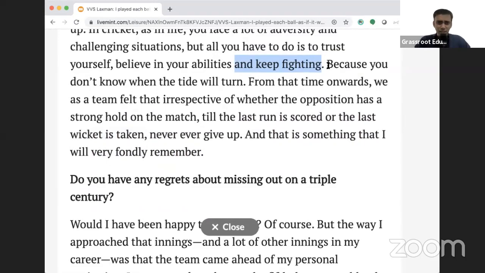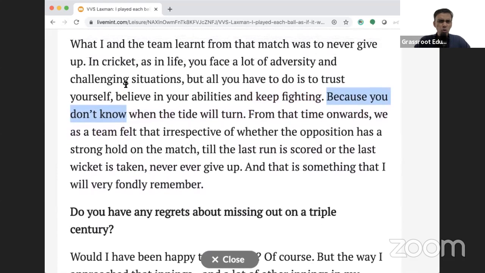Okay, let's keep going. Because you don't know when the tide will turn. When you hit the full stop, your voice should go down. From that time onwards, it should be like a genuine story you're telling someone, okay?